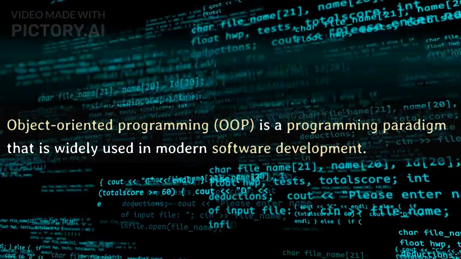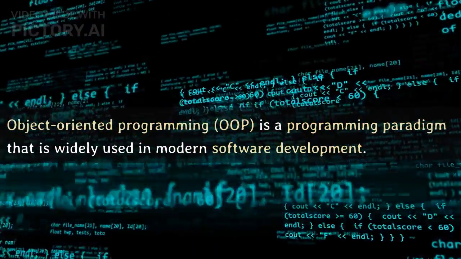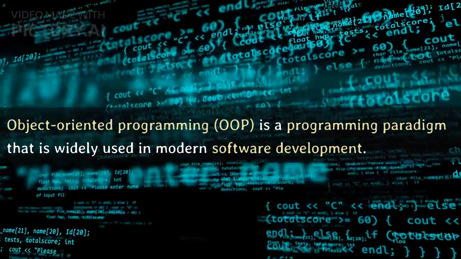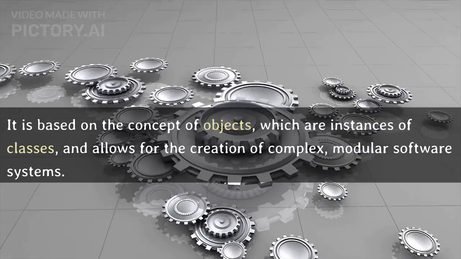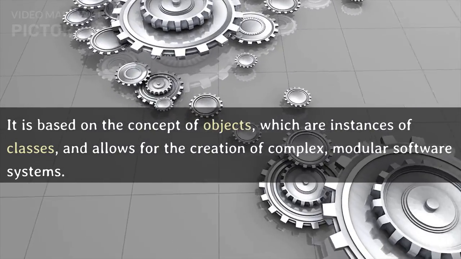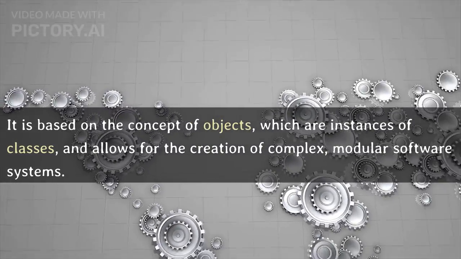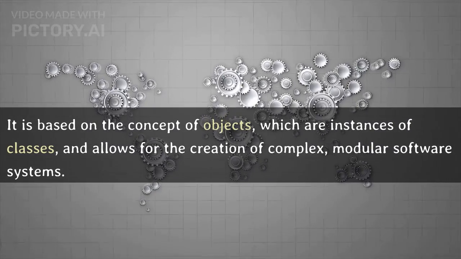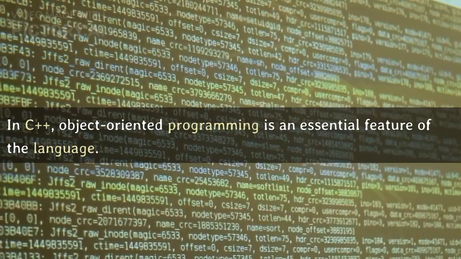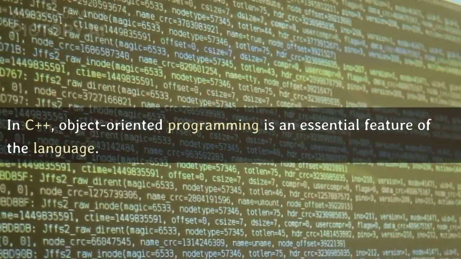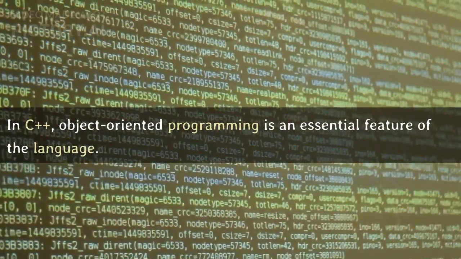Object-oriented programming, OOP, is a programming paradigm that is widely used in modern software development. It is based on the concept of objects, which are instances of classes, and allows for the creation of complex, modular software systems. In C++, object-oriented programming is an essential feature of the language.